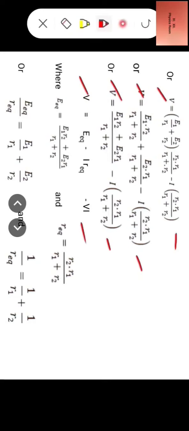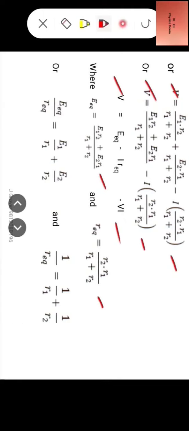Let us mark it as equation 6, where E equivalent is E1 R2 plus E2 R1 divided by R1 plus R2, and R equivalent is equal to R2 into R1 divided by R1 plus R2, or we can write E equivalent by R equivalent. When we divide E equivalent by R equivalent, we get E equivalent by R equivalent equal to E1 by R1 plus E2 by R2, and 1 by R equivalent is equal to 1 by R1 plus 1 by R2.